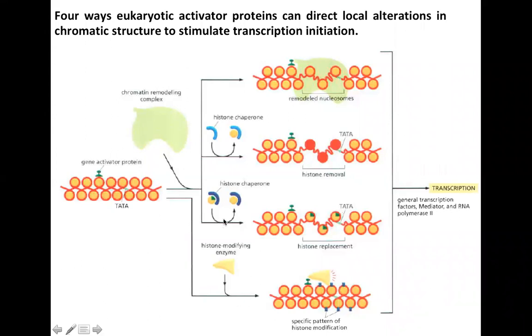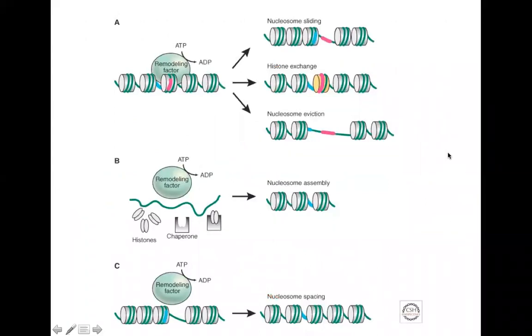Or the other thing they can do is recruit histone modifying enzymes. For example, histone acetyltransferases can carry out acetylation of the histone proteins, and this would relax the chromatin. The DNA would become accessible to the transcriptional machinery, and this will lead to the transcriptional activation of the genes. And then we studied what happens when these remodeling factors are removed.